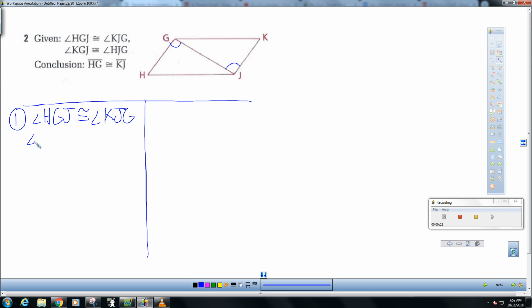We also had the given that angle KGJ was congruent to angle HJG. So if I draw those in too, we have angle KGJ. So I'm going to use two lines there to make it different from the other angle. And that's congruent to angle HJG. So this angle here. Those were our two givens.